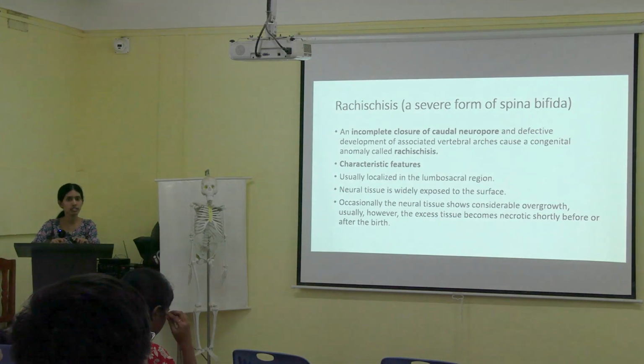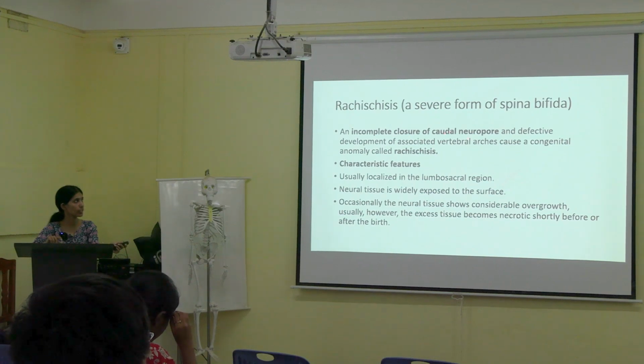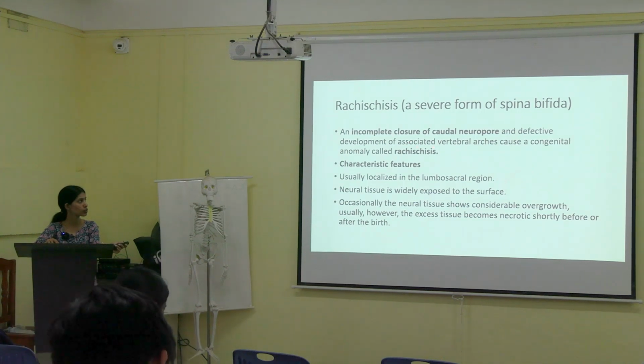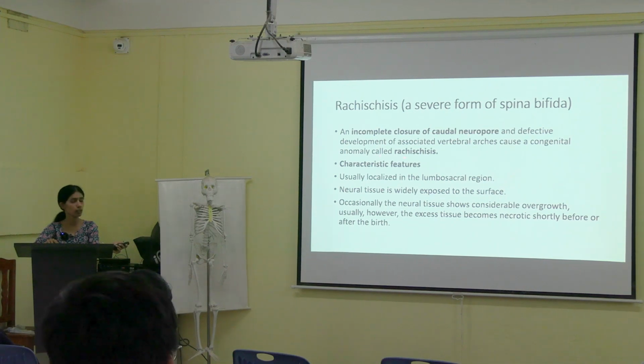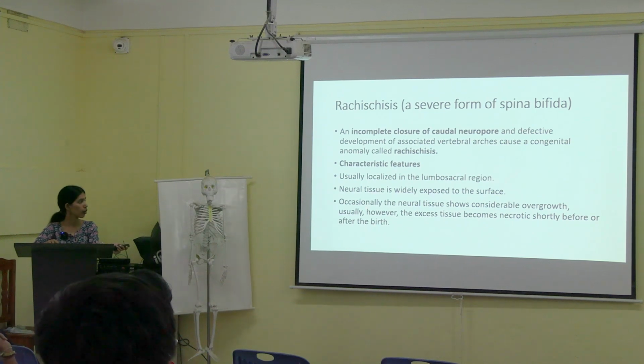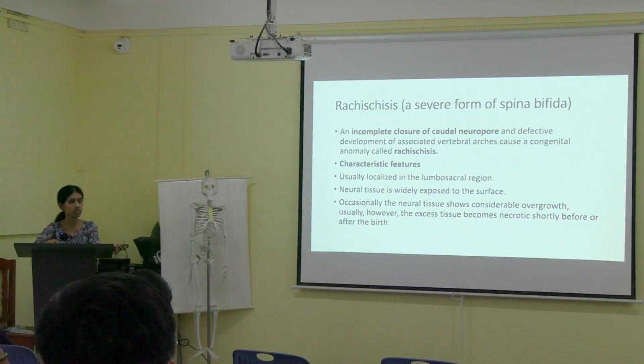The next condition is Rachischisis. It is an incomplete closure of your caudal neuropore, that is the posterior neuropore, and defective development of associated vertebral arches cause a congenital anomaly called Rachischisis. Here it is usually localized in the lumbosacral region. Neural tissue is widely exposed to the surface area. Occasionally, the neural tissue shows considerable overgrowth. Usually, however, the excess tissue becomes necrotic shortly before or after birth.